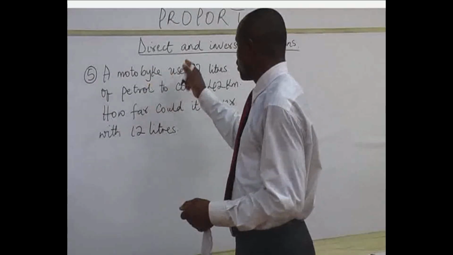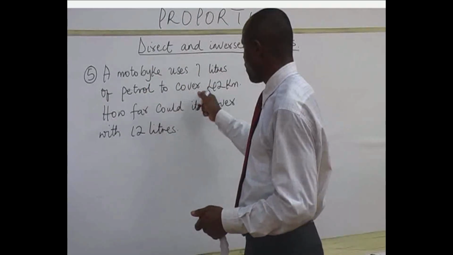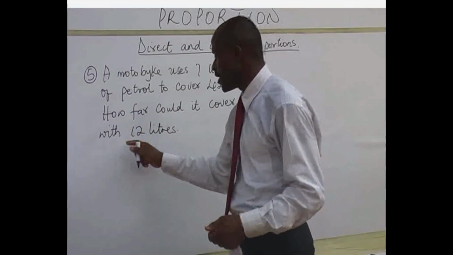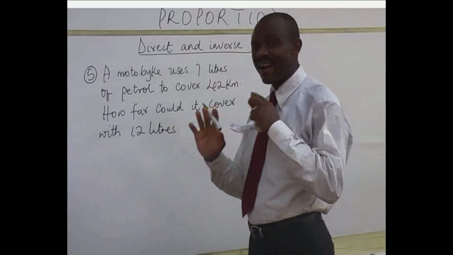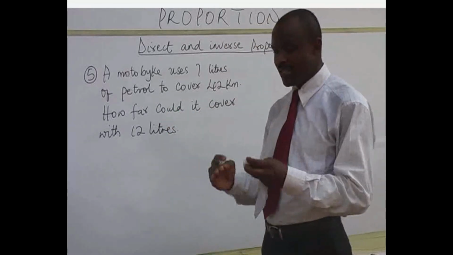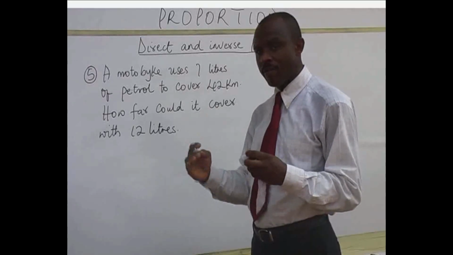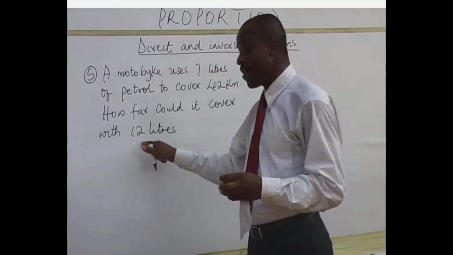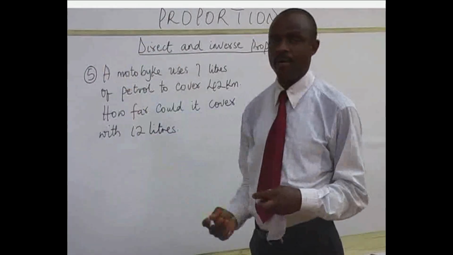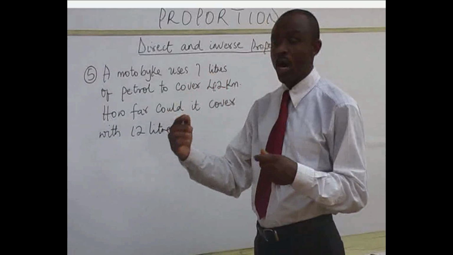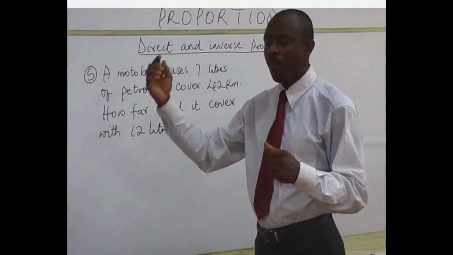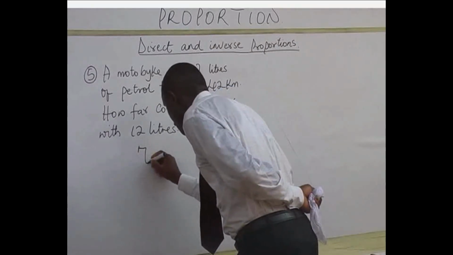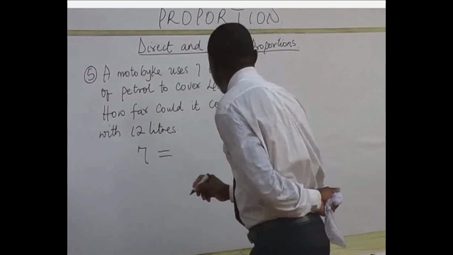A motorbike uses 7 liters of petrol to cover 42 kilometers. How far could it cover with 12 liters? This is a direct proportion. Because if it's using 7 liters to cover 42 kilometers, that means when it is using 12 liters, it will cover more kilometers. That means the more input will bring more result. The question says 7 liters gives 42 kilometers.